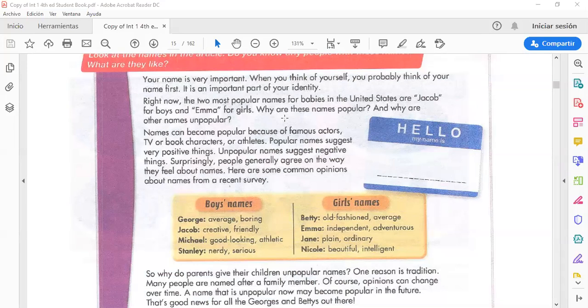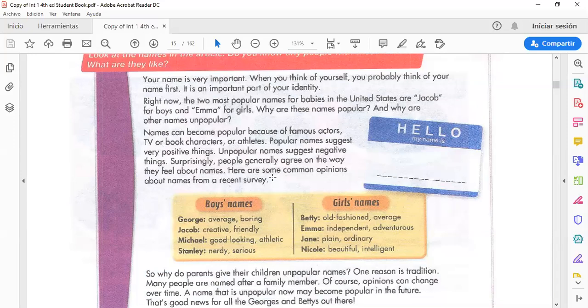When you think of yourself, you probably think of your name first. It is an important part of your identity. Right now, the two most popular names for babies in the United States are Jacob for boys and Emma for girls. Why are these names popular? And why are other names unpopular? Unpopular is the opposite of popular. Okay? That un makes it the opposite. That is what we call a prefix.